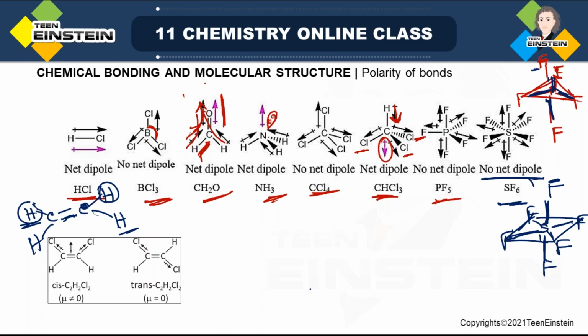So when it is trans, look at the arrow direction from carbon towards chlorine, because chlorine is more electronegative. So there will be cancellation, but cancellation is not possible in case of the cis form, and this is the overall dipole moment direction. Okay, so this molecule has some dipole moment, but in the trans form, there is no dipole moment.